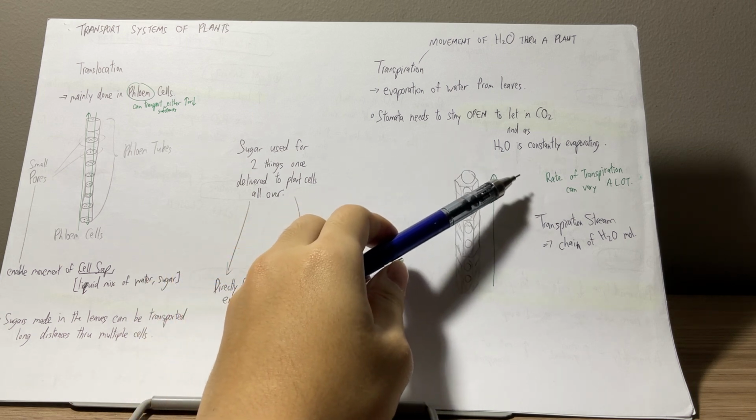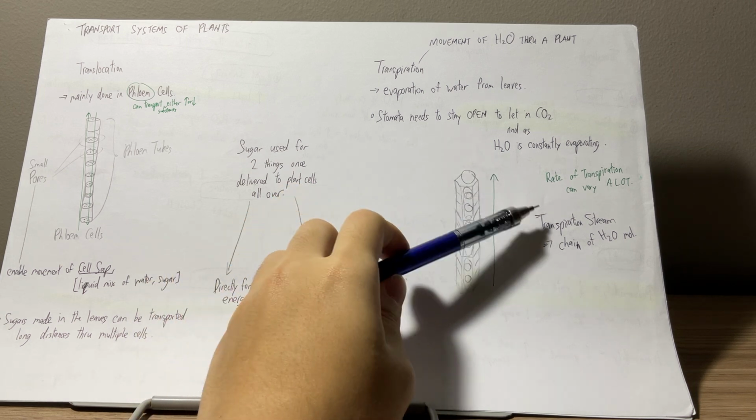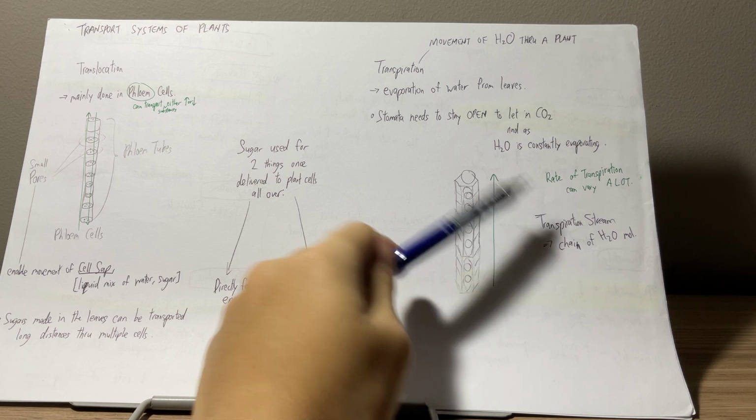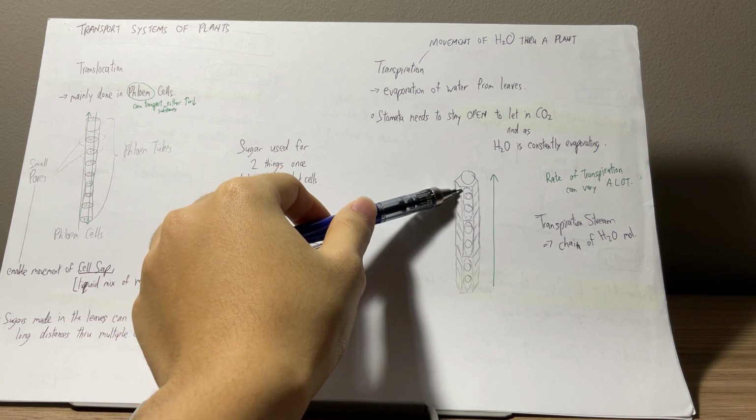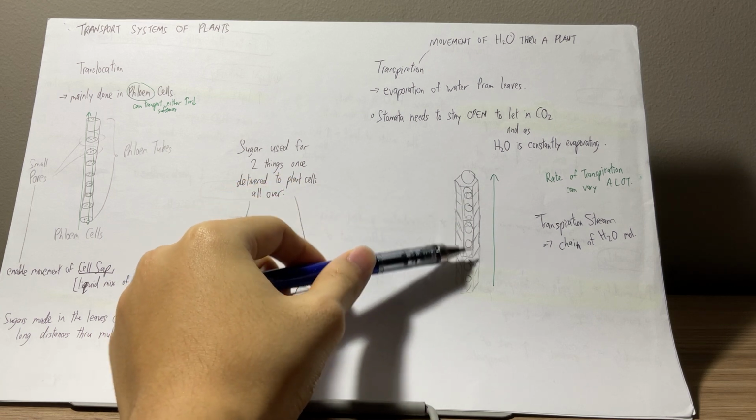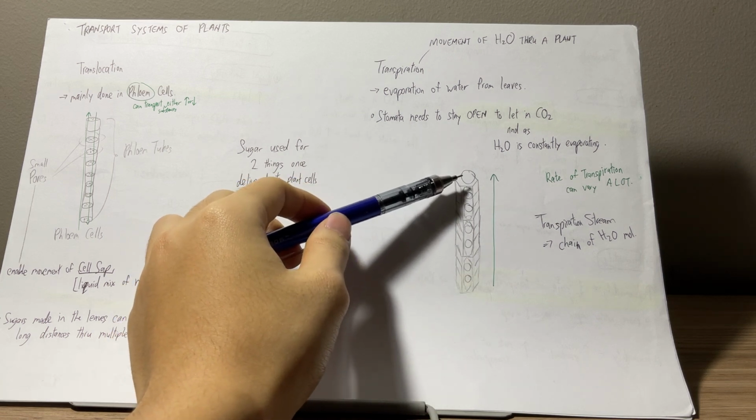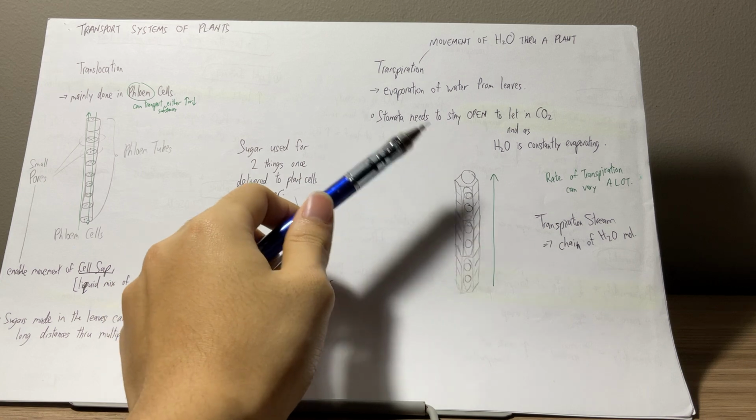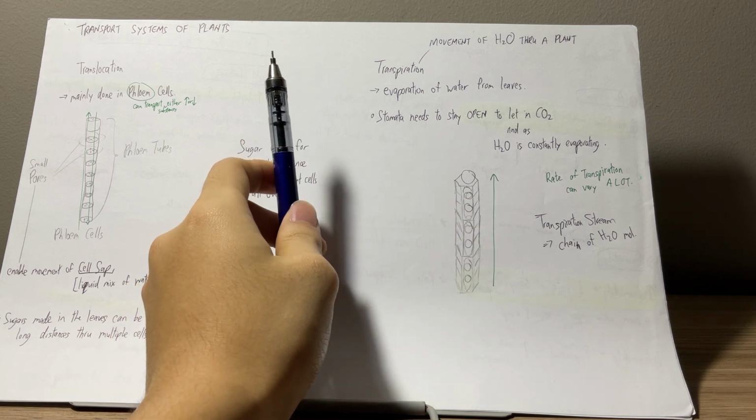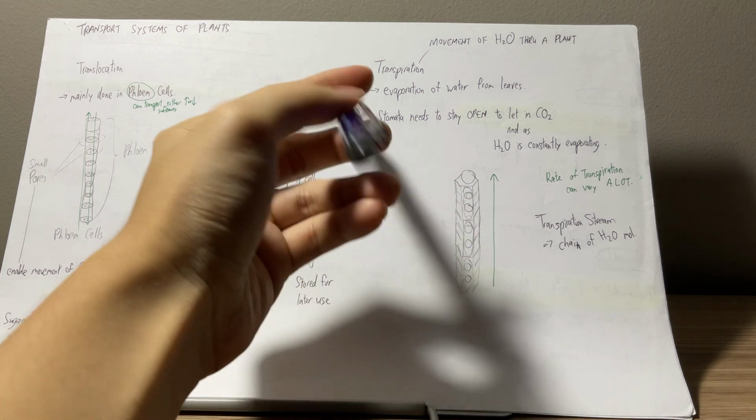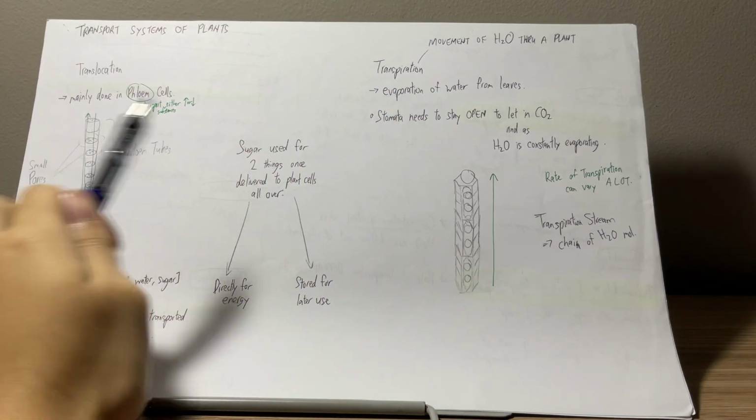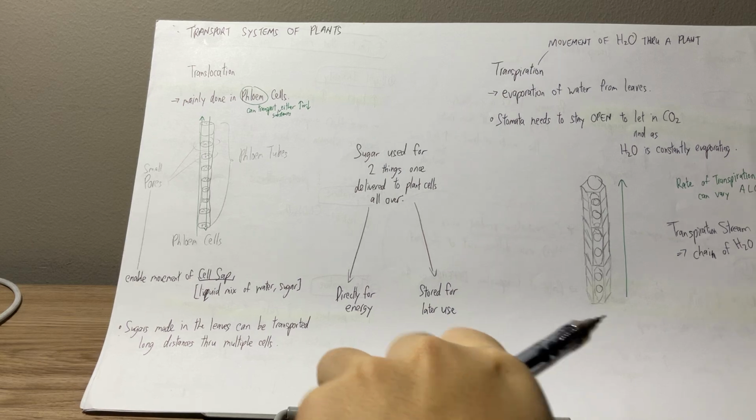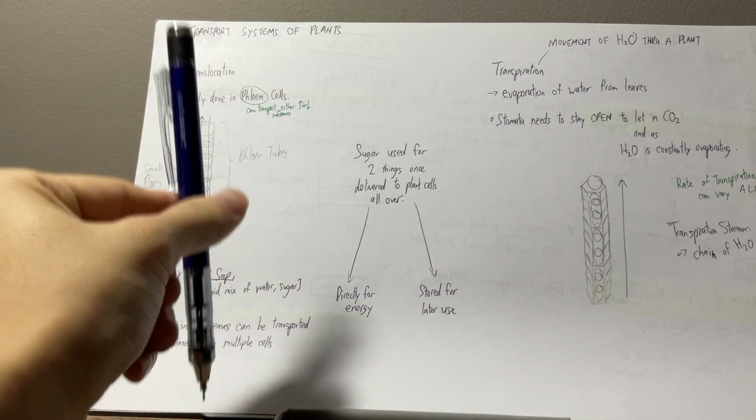The rate of transpiration can vary a lot. The transpiration stream is a chain of H2O molecules. The circles that I've drawn at the center are supposed to look like water molecules. The stream goes upwards. There's no way for it to go downwards, unlike translocation, where it could go up and it could go down.